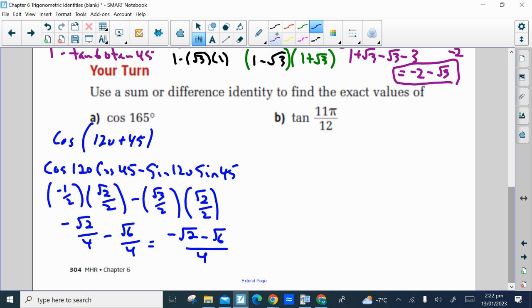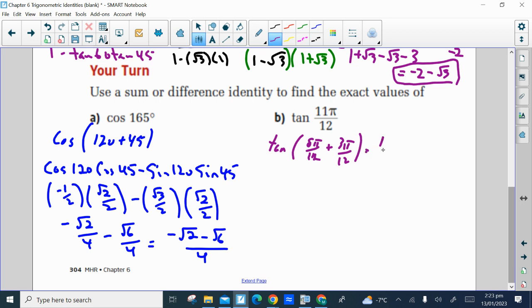Okay? And the last one, 11 pi on 12 is nowhere on the unit circle, but 8 pi on 12 and 3 pi on 12 are. We could say this is the same thing as the tangent of 8 pi on 12 plus 3 pi on 12.